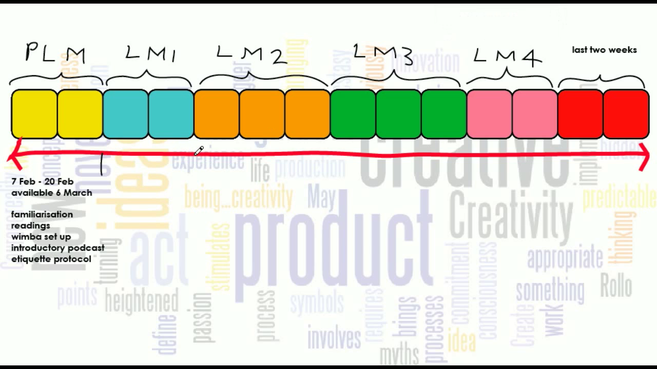Then we have Learning Module 1. And Learning Module 1 basically starts from the 21st of February and runs through until the 6th of March. So what are you doing in this particular learning module? Well, you're still operating as an individual, but you're beginning to redefine creativity and imagination in education. And you do this in the online discussions, where you start to come together as a cohort of students.